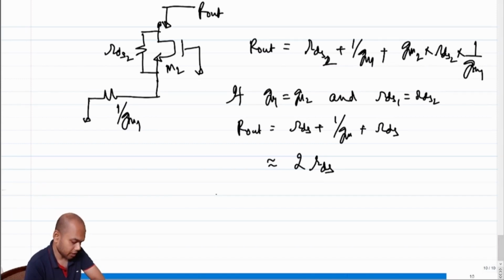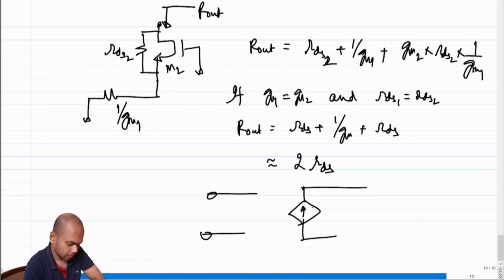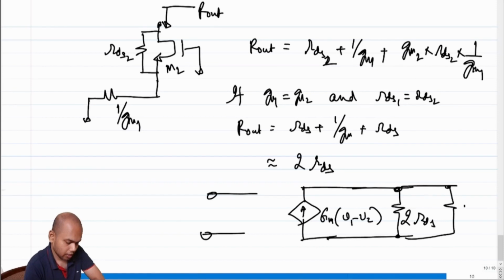Now the Norton equivalent of our structure becomes some GM times V1 minus V2 to RDS and RD in parallel. Because why is this RD in parallel?